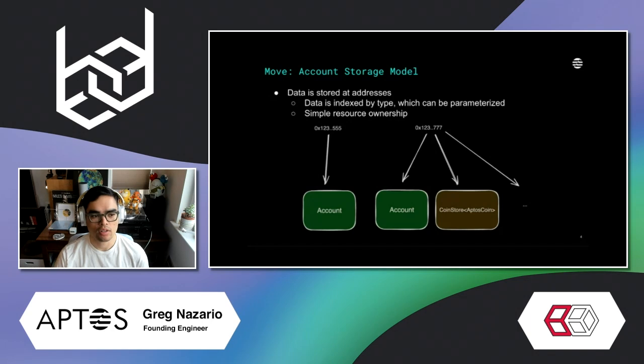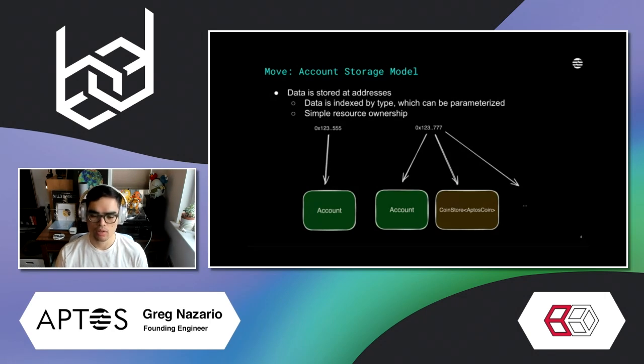The account model here, as you can see, is a simple solution where data is indexed by type. It can be parameterized, where you have a specific generic type that's put on it, but it's easy and simple to have that resource ownership. So in this case, you can see the first account has a single resource named account. So I can access it by saying, I want to borrow this global resource from this account. Very simple. But then if I change the address that I want to borrow the global resource from, I can borrow it from the second account, where I can access that one account.